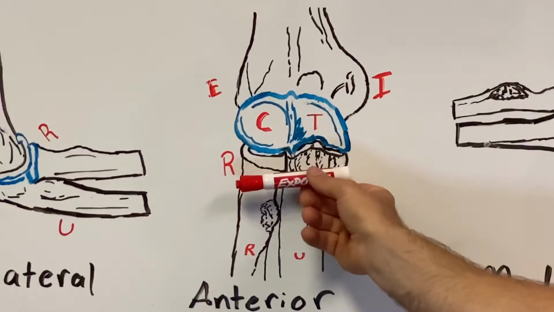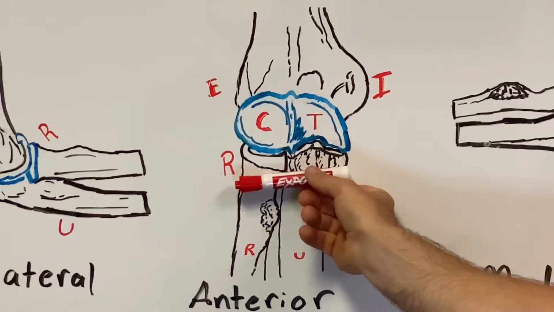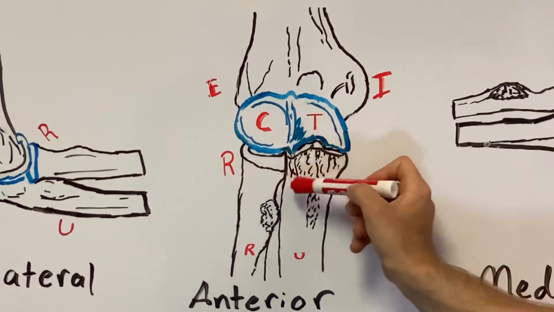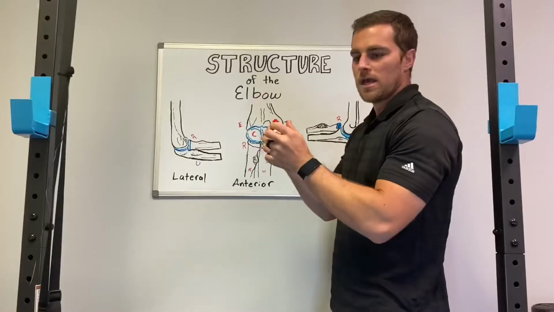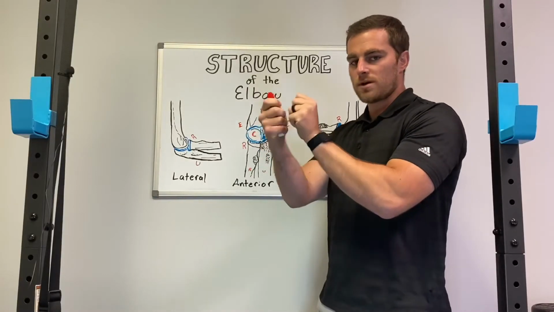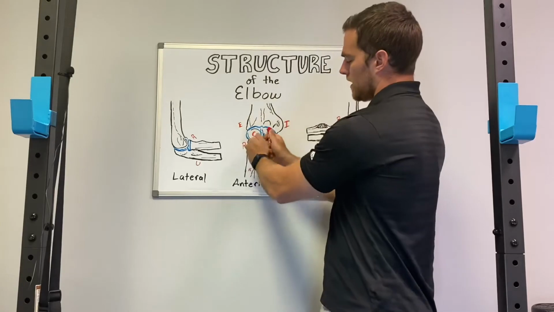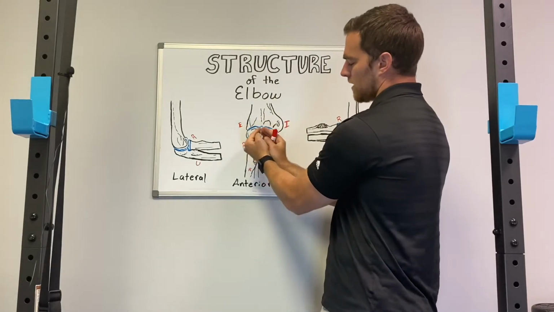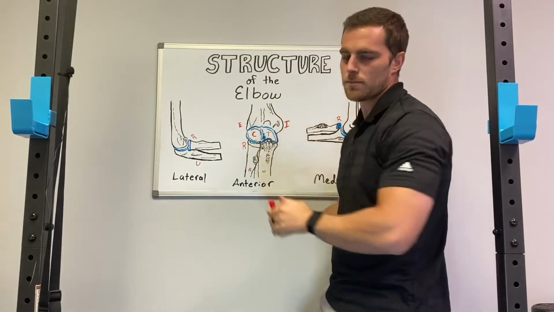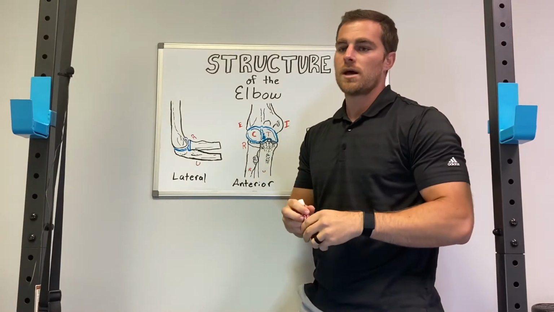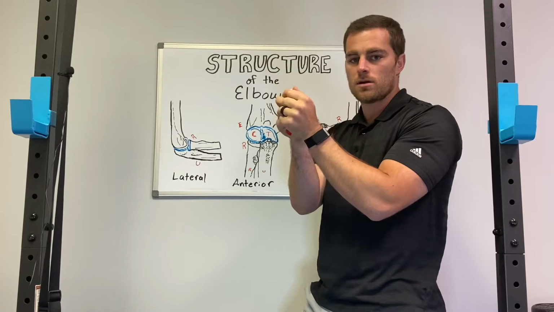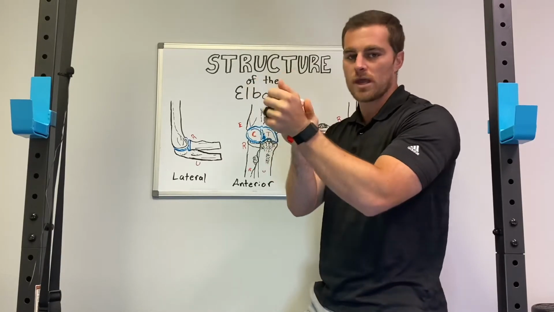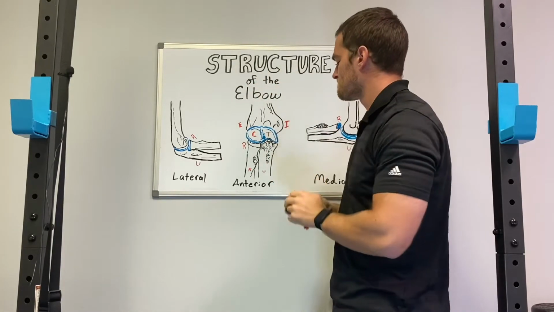And then connecting the radius and ulna is the annular ligament, which basically wraps the proximal portion of the radius and ulna together and prevents forward, backward, and rotational displacement of the radius and ulna. So it keeps them together as they rotate through all their ranges of motion. And that's really important, again, in terms of athletic movements, keeping those two bones together so that we don't get dislocation, subluxation, things like that.